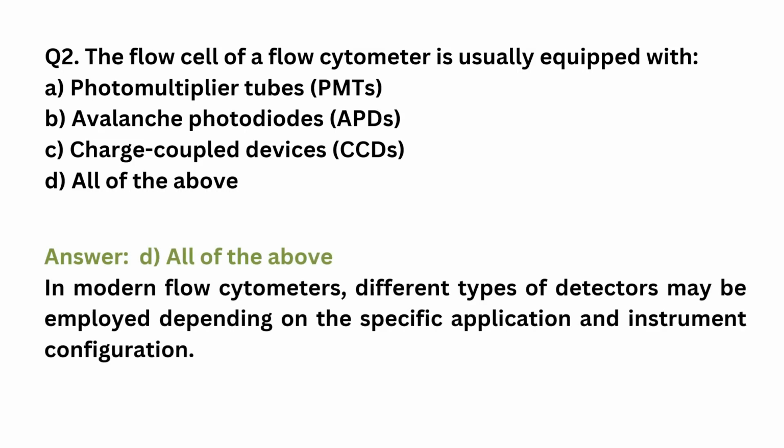So the answer is all of the above. In modern flow cytometers, different types of detectors may be employed depending on the specific application and instrument configuration. So you will find both photomultiplier tubes and avalanche photodiodes quite used, and you will also find charge coupled devices currently in some of the instruments.